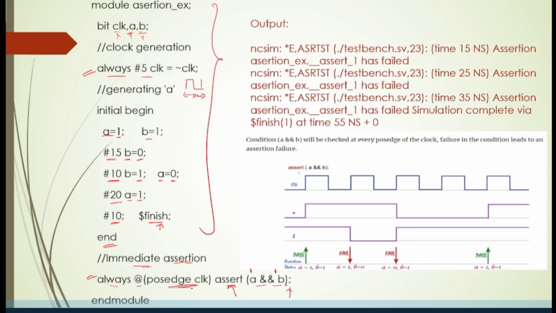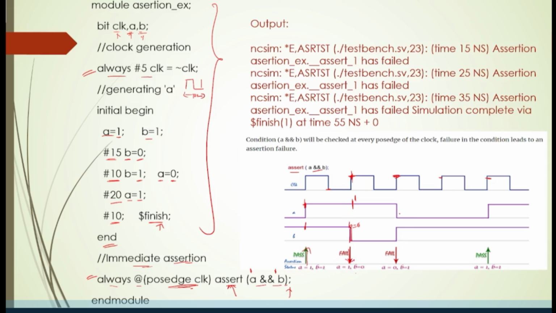Now let us see here, assert A and B. For every passage of clock, the assertion checking will be done, right? So if you see here, for every passage of clock A is 1 and B is 1, so the assertion has passed. Now after this, this is the negation of clock, so there won't be any assertion checking done. Again the assertion is checked at the passage of clock. Now at this passage of clock A is 1, but B is 0, so the assertion has failed.